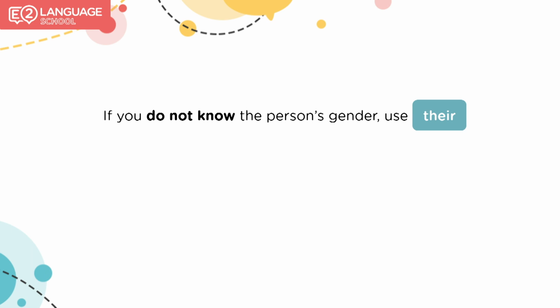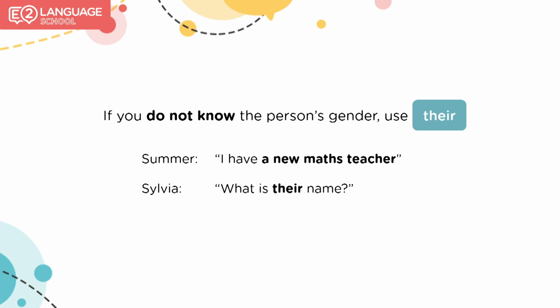So let's have a look at an example conversation. Summer says, I have a new maths teacher. And Sylvia replies by saying, what's their name? Now, Sylvia does not know if this teacher is a male teacher or a female teacher. Summer replies and adds more information, and so she says, her name is Ms. Adams. So now we know that the teacher is a female teacher.